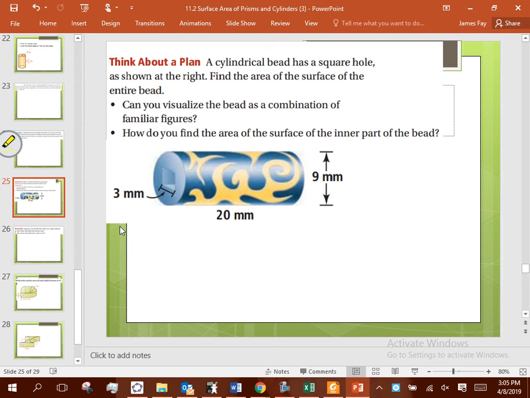The cylinder there is a bead, obviously not a very big bead, but it needs to be painted. We want to paint the inside, we want to paint the outside. Okay, inside and outside.